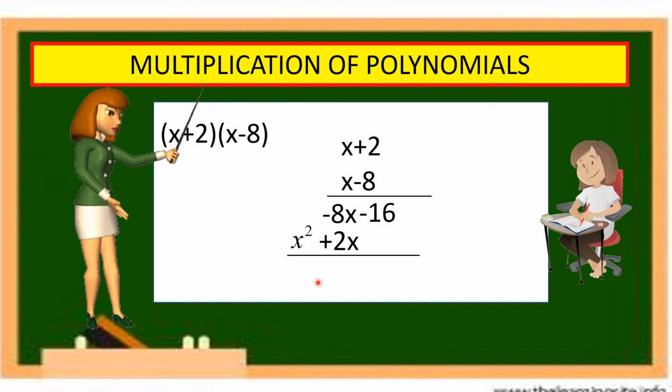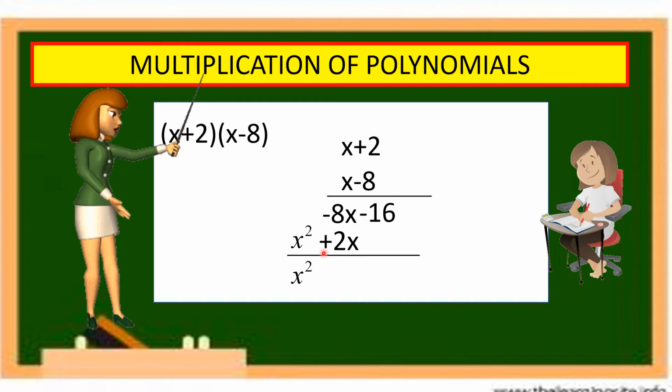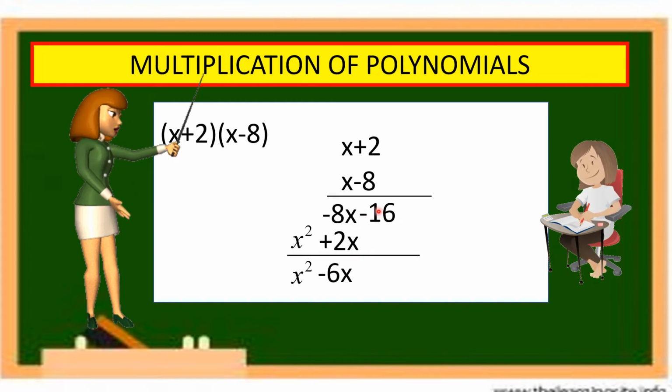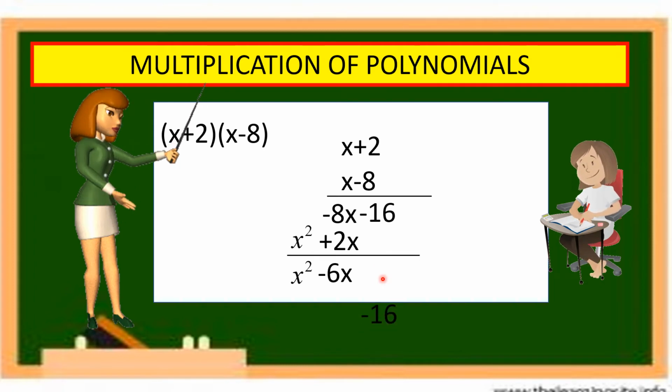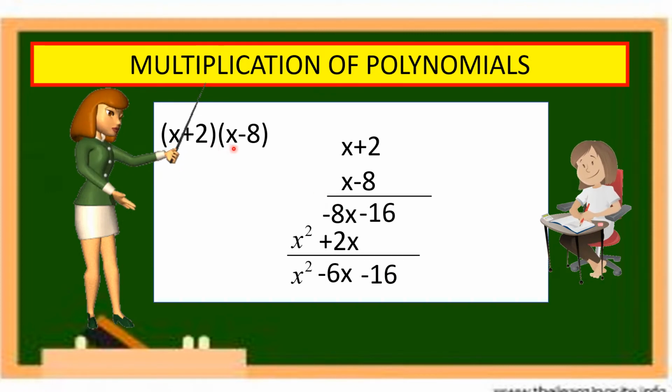Then we'll bring down x squared. Negative 8x plus positive 2x is negative 6x. Then bring down negative 16. So, what is the product of x plus 2 times the quantity of x minus 8? The answer is x squared minus 6x minus 16.